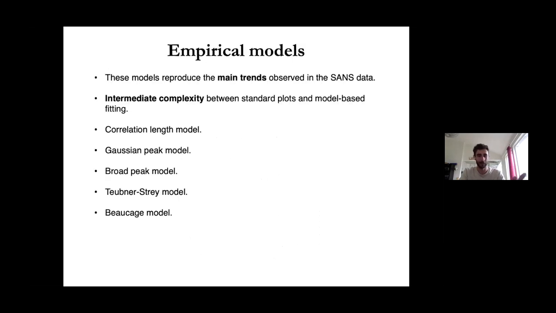And again, I will not spend much time on this because I think the next part is more interesting and important. But I want you to be aware that it's a possibility, and you can actually use it to extract structural information from your system. So empirical models were developed to describe some trends that were observed in small angle scattering data. They are relatively simple because they are not as complex as, for example, model-based analysis, but they are slightly more complex than the ones that I've presented before.